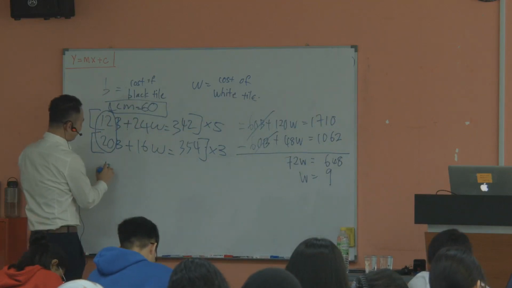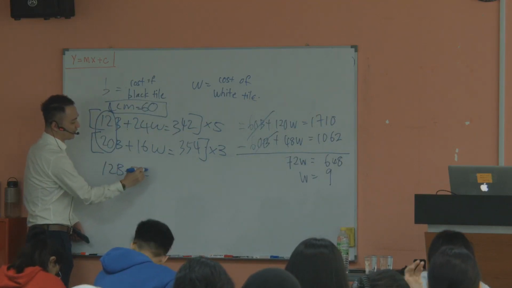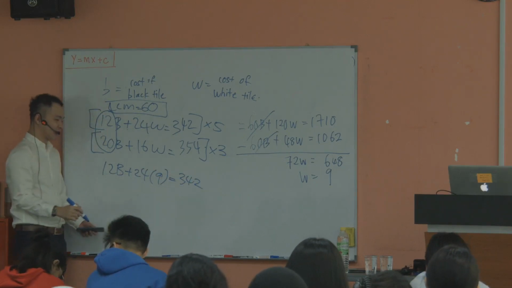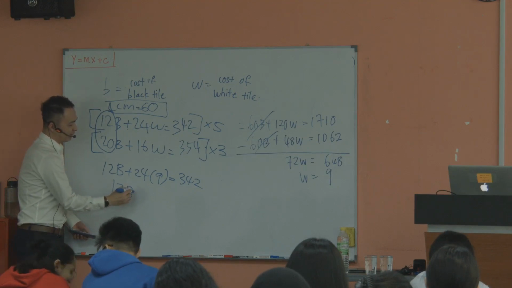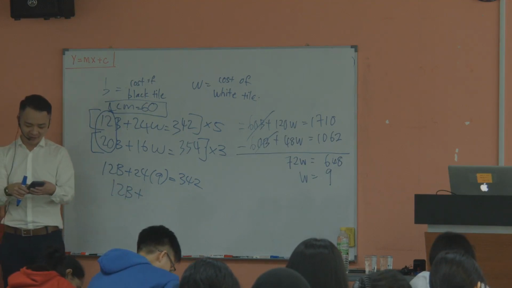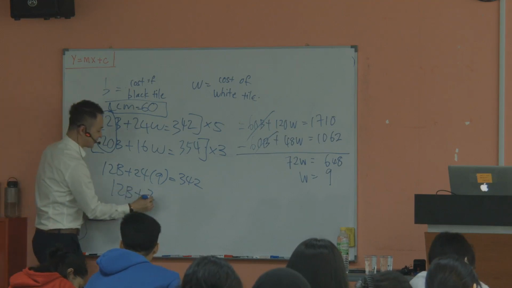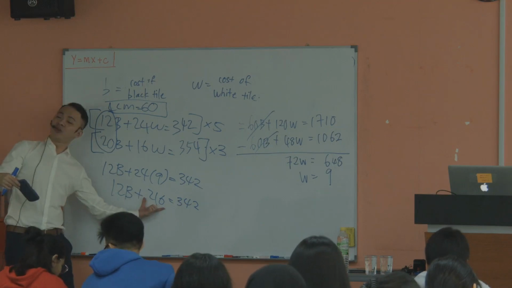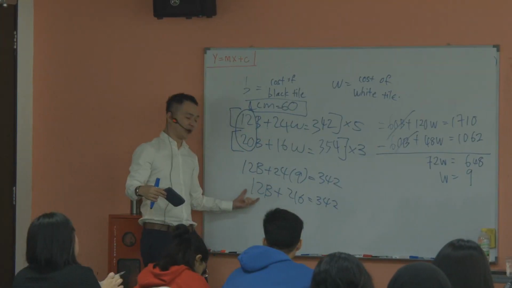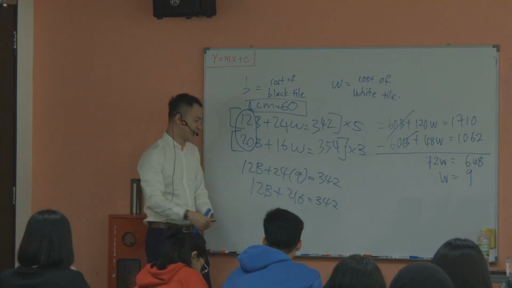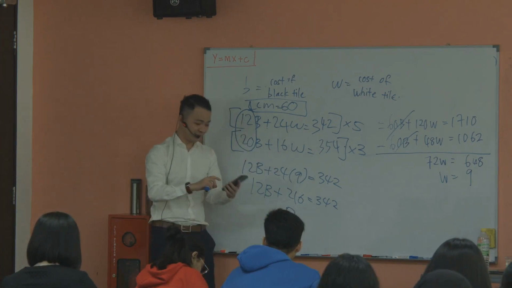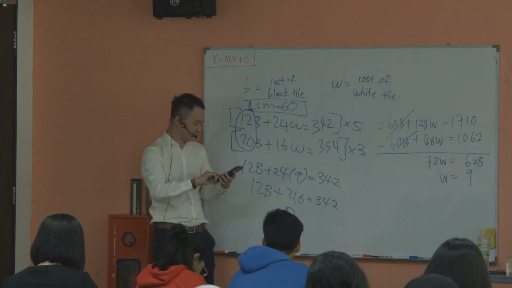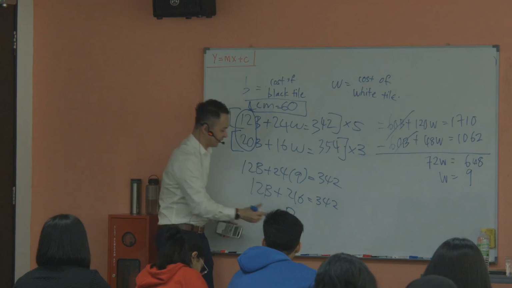So you have 12B plus 24W, with W equals to 9, equals to 342, what you just found out. So you solve this equation. 12B plus 24 times 9, you will get 216, equals to 342. Then over here, you just need to move your 216 to the other side, it becomes minus, and move your 12 to the other side, it becomes divide. Then you can get your B value here: 342 minus 216, divided by 12. You will get 10.5.